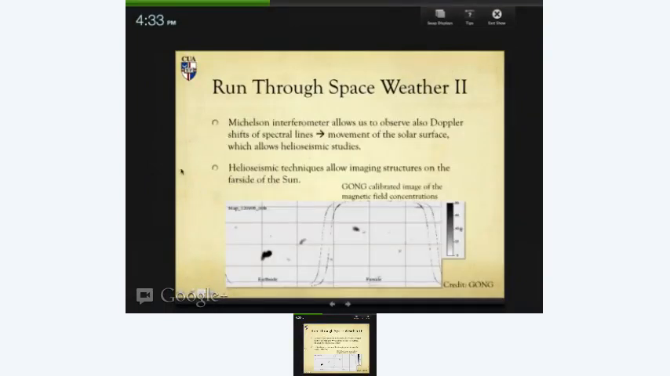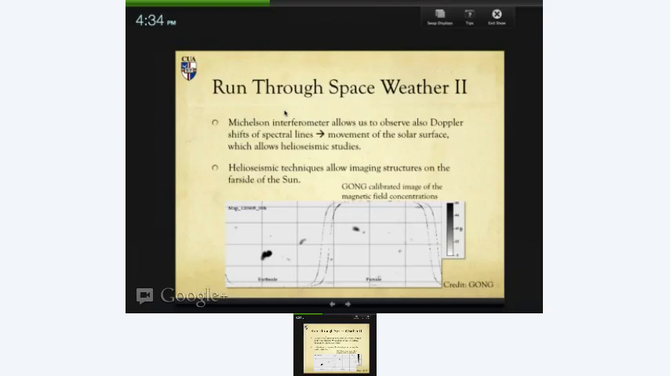Now, the same GONG instrumentation has a so-called Michelson interferometer, and this allows you to observe Doppler shifts in the spectral lines. You observe a certain spectral line. If the wavelength moves to a shorter or longer range than expected, it's an indication that whatever is emitting that line is moving towards the observer or away from the observer. Those fluctuations allow you to measure the fluctuations on the solar surface, and enable helioseismic studies.